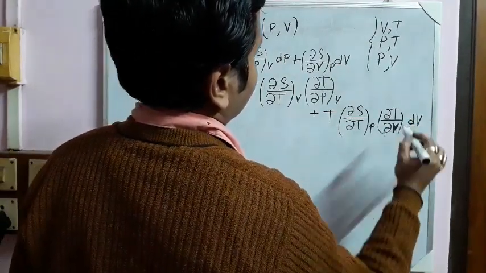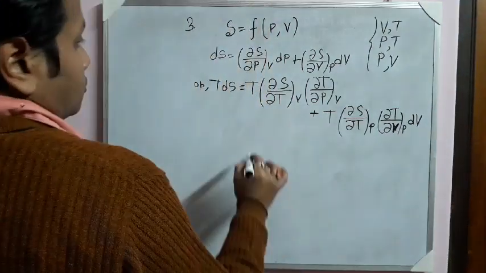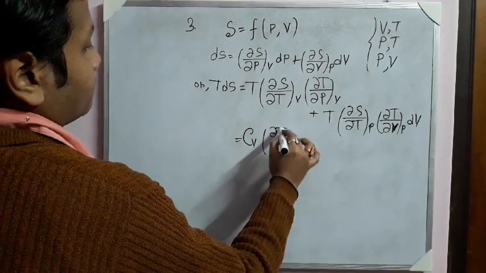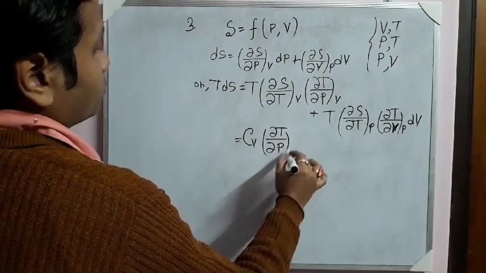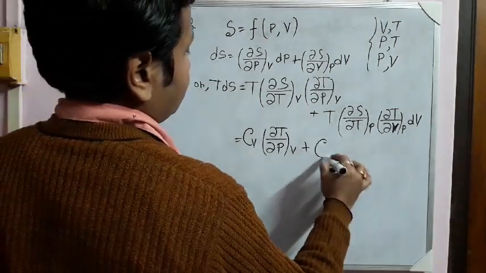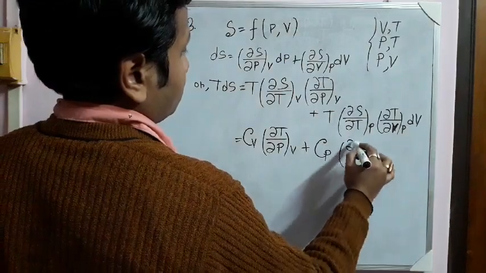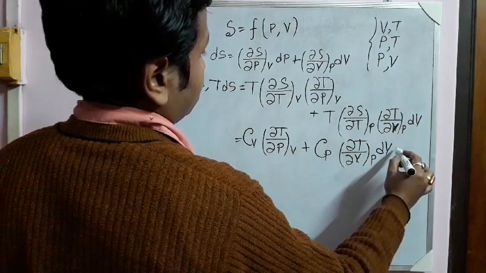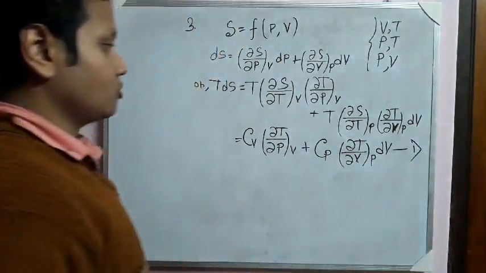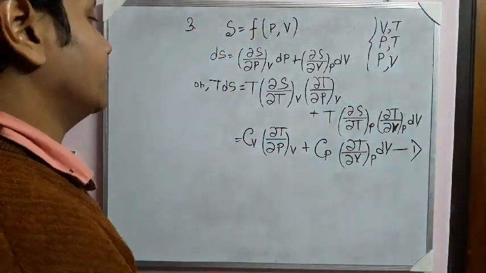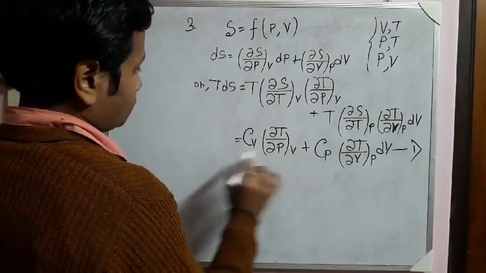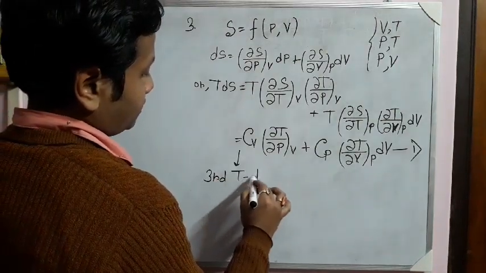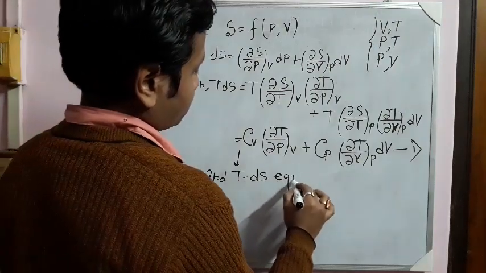So what we get? This is T times Cv by T into del T del P at constant volume dP, plus Cp by T into del T del V at constant pressure into dV. So this is one form of the third TdS equation.